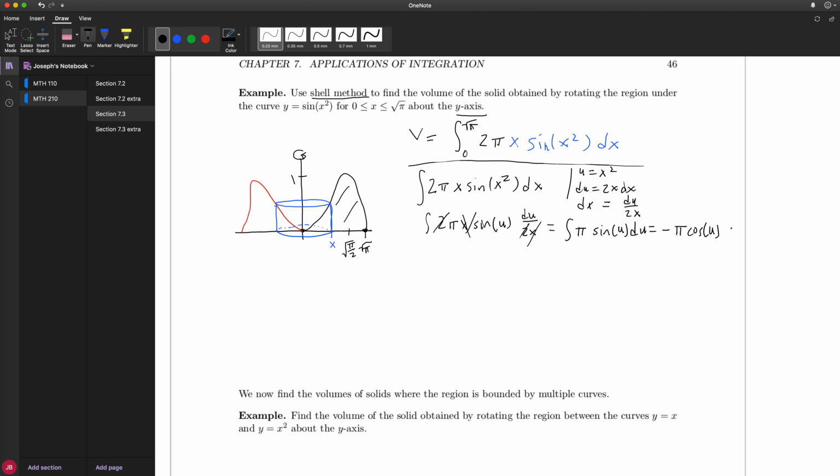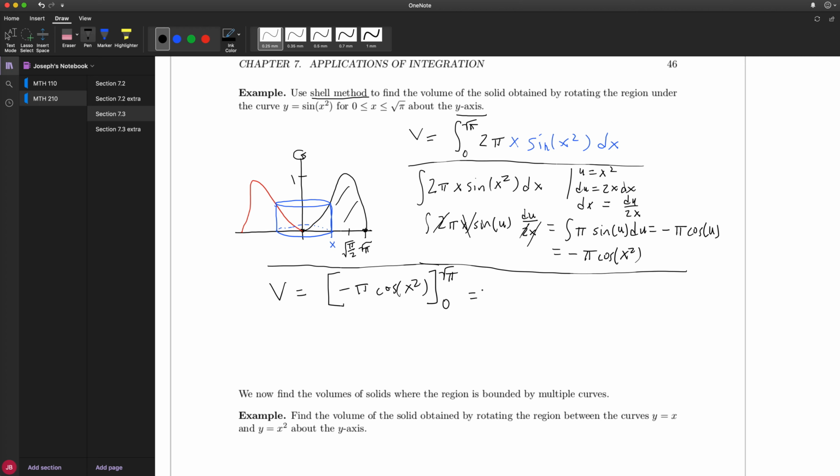And then technically there's a plus c here, but we're not going to need it because we're going to be doing a definite integral. And then back substituting, we get negative pi cos x squared. All right, so now let's actually find the answer to the problem at hand. The volume is then, well, we just did the antiderivative. We have it right here. So that's minus pi cos x squared, and we evaluate from 0 to root pi.